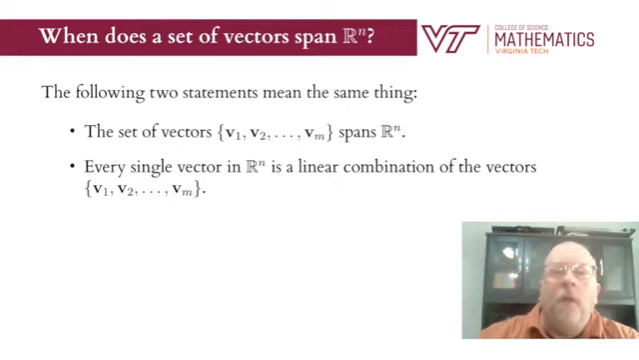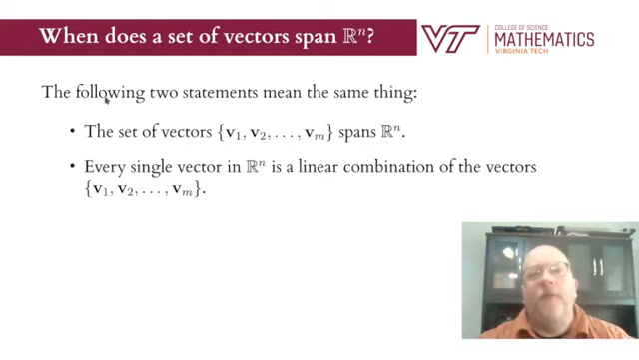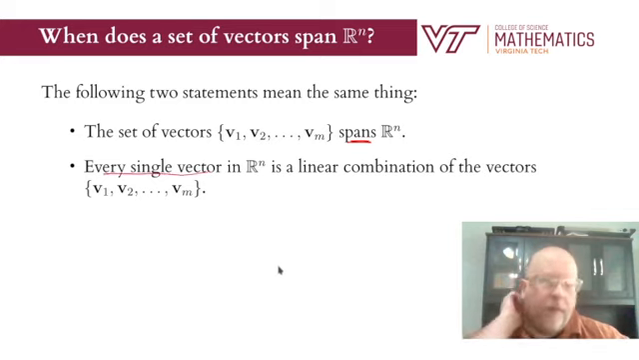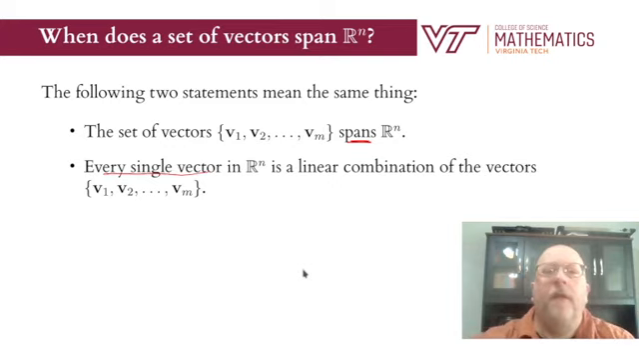So when does a set of vectors span Rn? These 2 statements mean the same thing. They're just 2 different ways of saying the same idea. Using our new language, spans, we can say that the set of vectors spans the entire set Rn. That's another way of saying that every vector in Rn is a linear combination of the vectors. So that means that we can make a linear combination no matter what value is on the right-hand side of the linear combination.